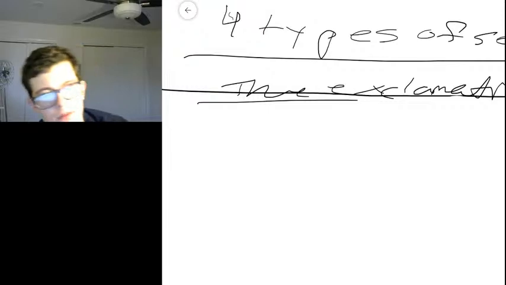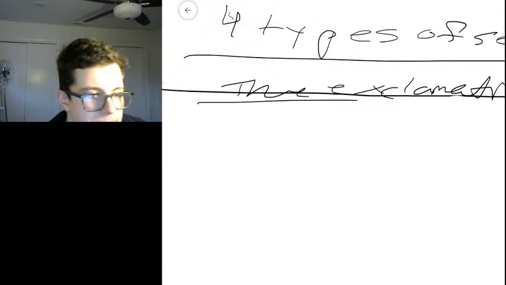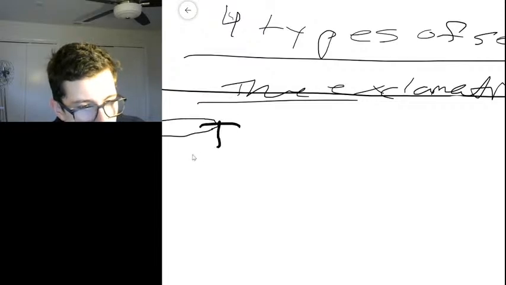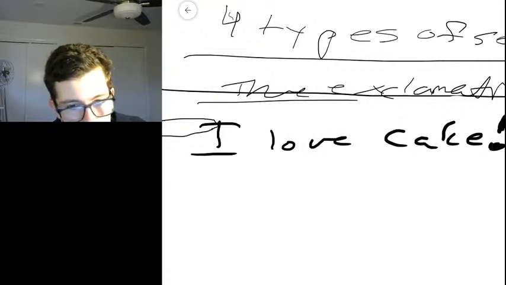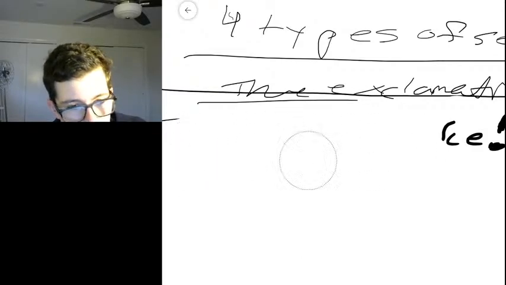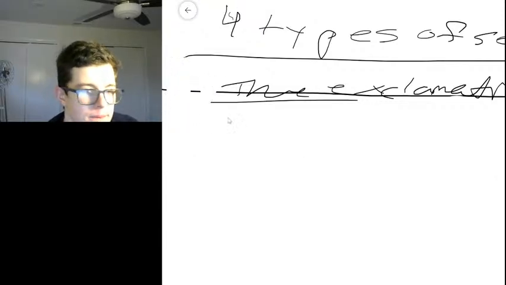Okay, so my example of an exclamatory sentence would be, let me think, I love cake. That would be an exclamatory sentence. So now I'll give everyone a minute to think of a sentence for one for each type. Then I'll do another one of each type. Then we'll get started on the worksheet. Okay? So everyone has a minute.